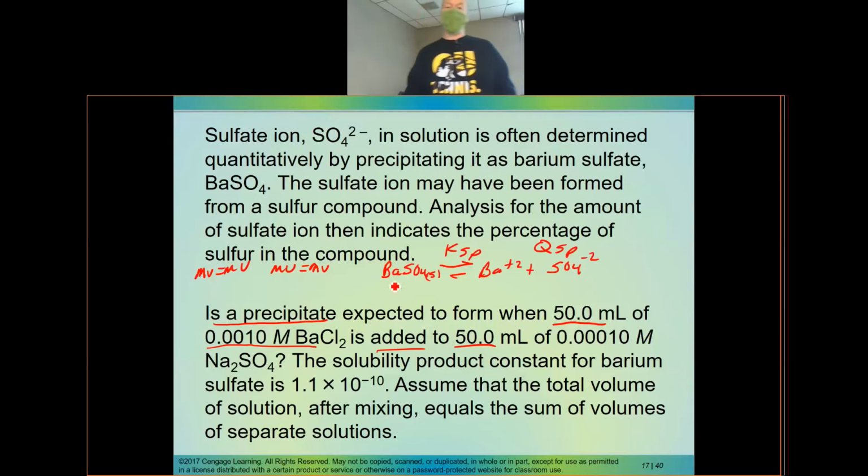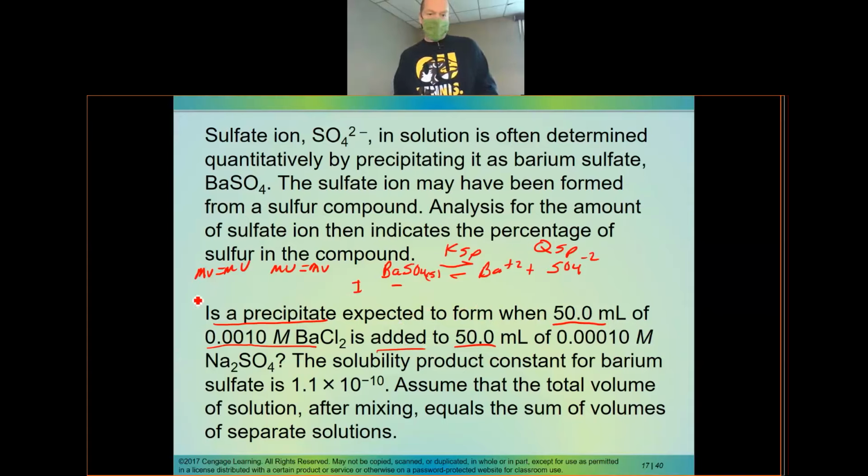So we're going to have our initial concentrations of both of them. And so we wouldn't know if the reaction is going to go left or right. We have to calculate our Q, compare it to our K, and see if the reaction is going to go to the right or left.